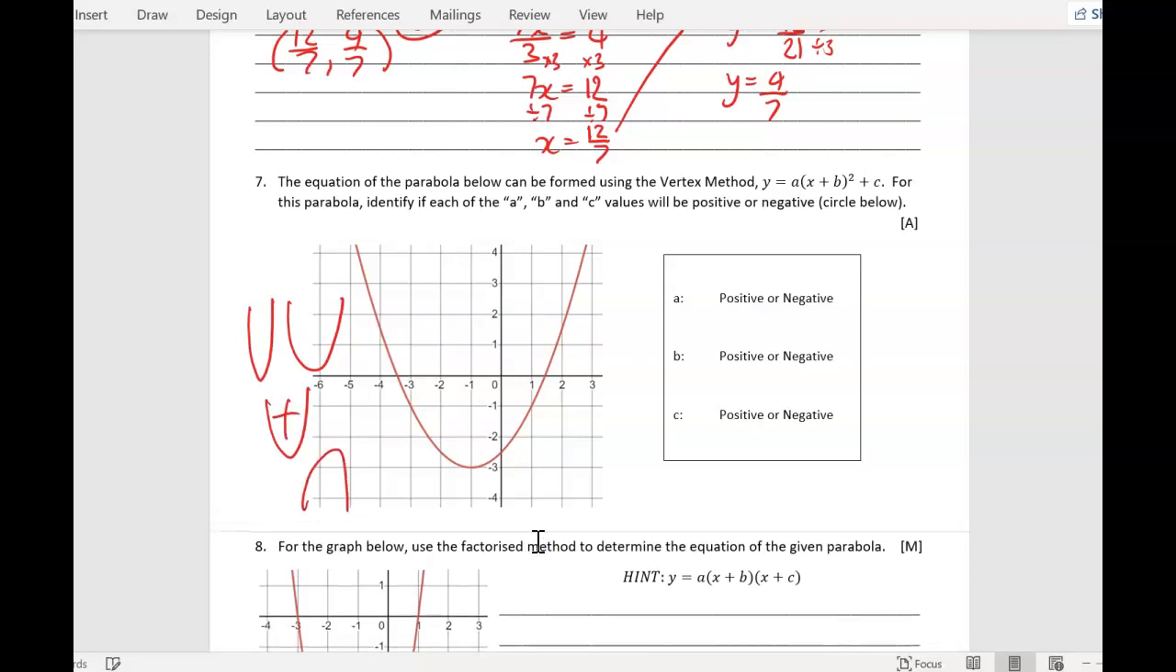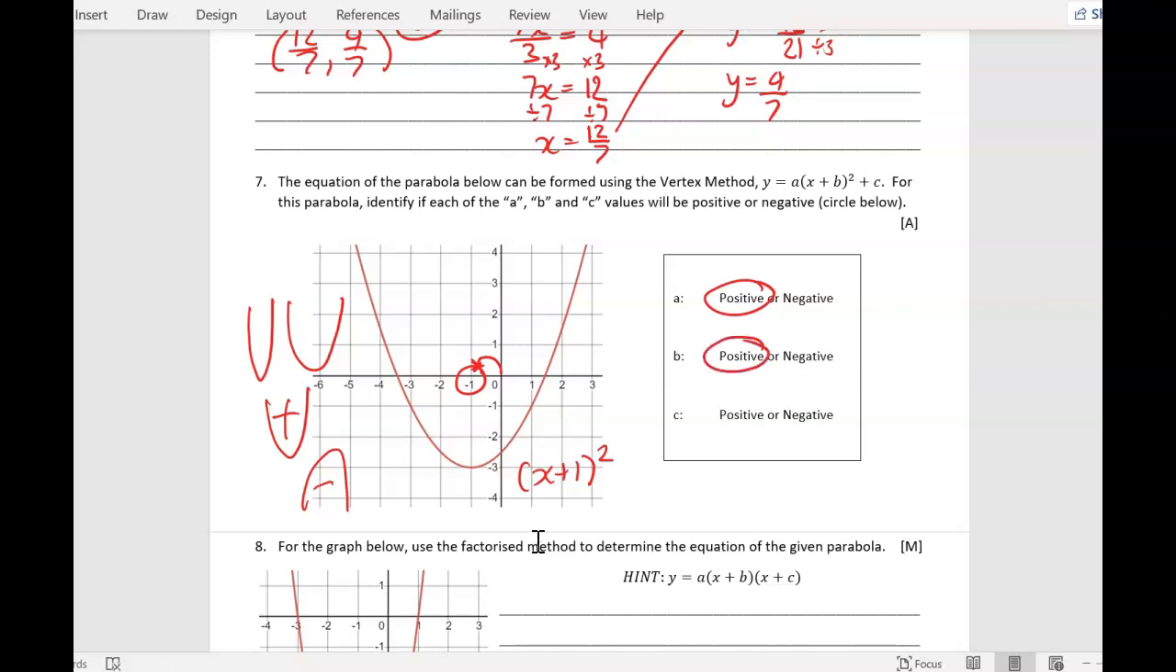So if it is upwards, that's positive. If it is downwards, that is negative. In our case, it is certainly going upwards, so that means the a value was positive. The b value relates to how much it moves left or right. So ours has been moved to -1. And don't forget, when you're putting it in the bracket, it would have been x plus 1 squared because it's the opposite. So that means our b value is going to be positive as well.